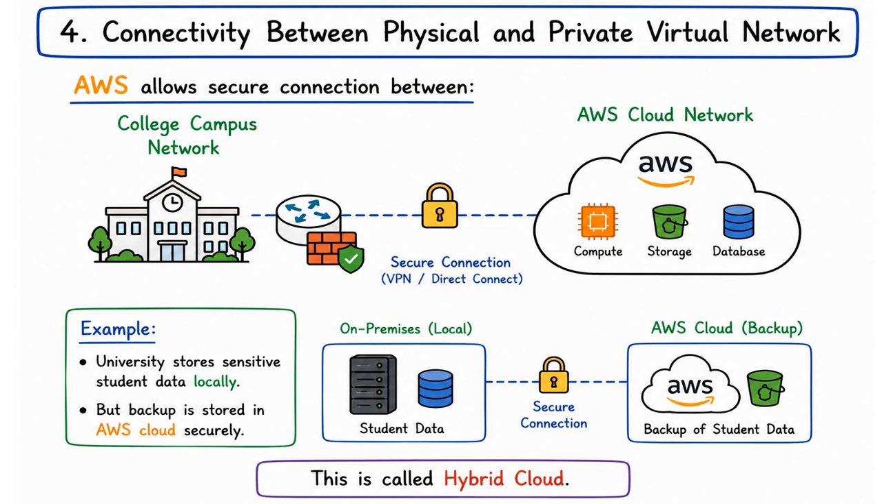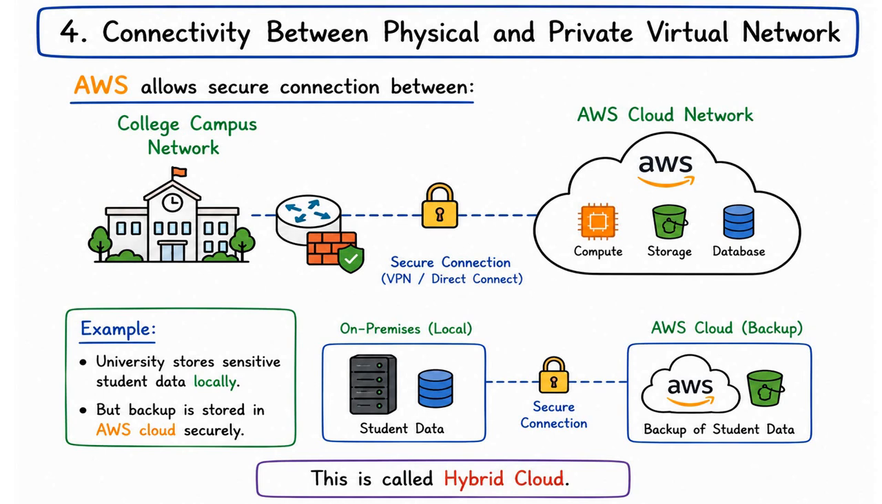So this will allow the organizations to use both the local systems and the cloud services together efficiently. This type of setup is called the hybrid cloud. Now, what does this feature mean?